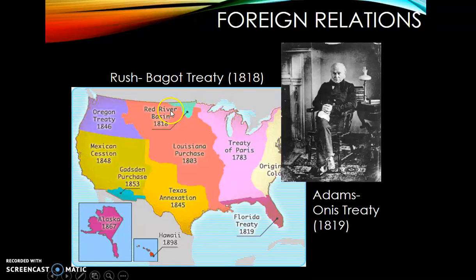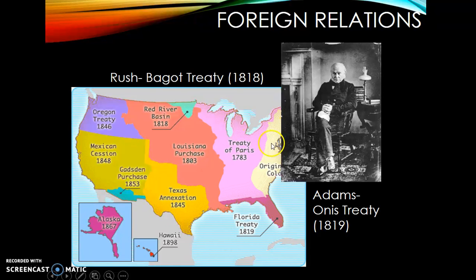When we did that, we actually got a new little piece of land. This little green piece right here, when we drew this line straight, we got this new piece of land, which is pretty cool. Not super impressive, but we'll take what we can get. The next year, he signs the Adams-Onis Treaty. The Adams-Onis Treaty he signs with Spain, and in this treaty is when we get control of Florida. So now we own Florida.